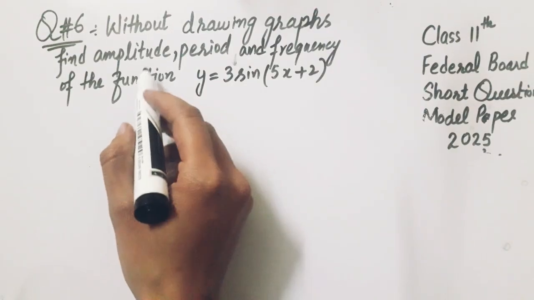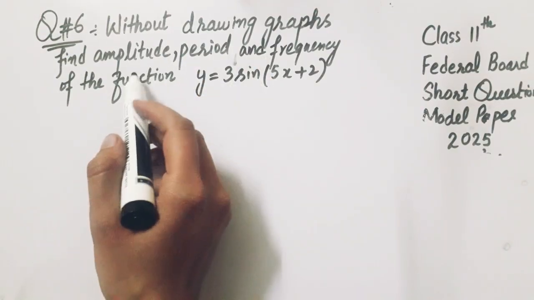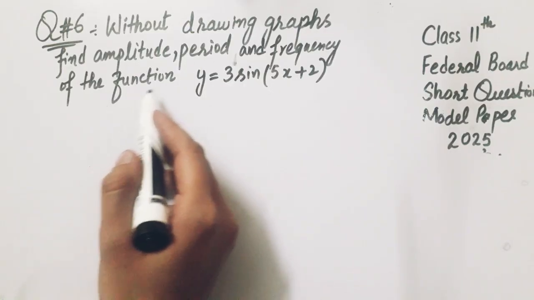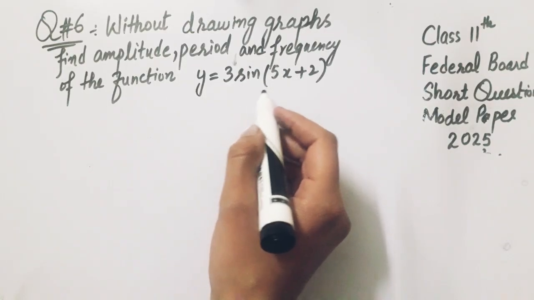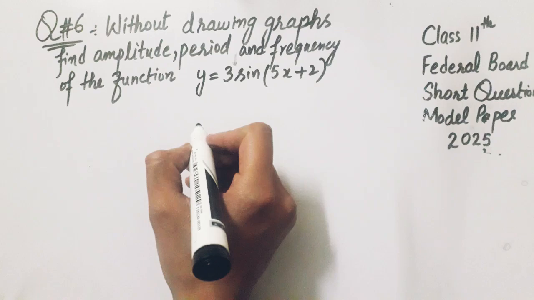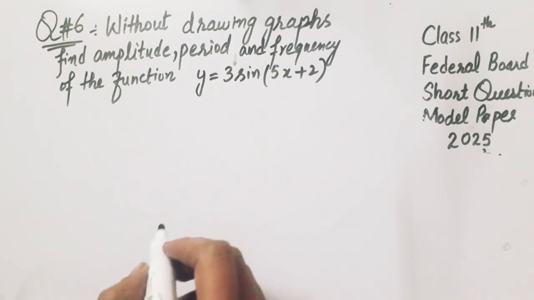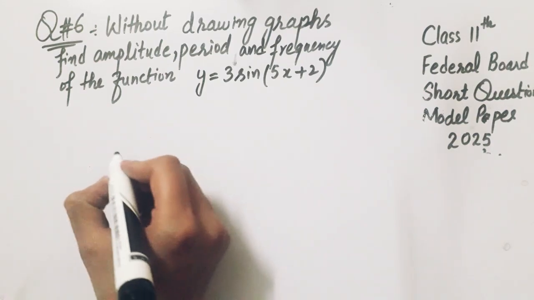Now the question is, without drawing the graph, find the amplitude, period and frequency of the function y is equal to 3 into sine 5x plus 2. So we will find these values by the formulas.